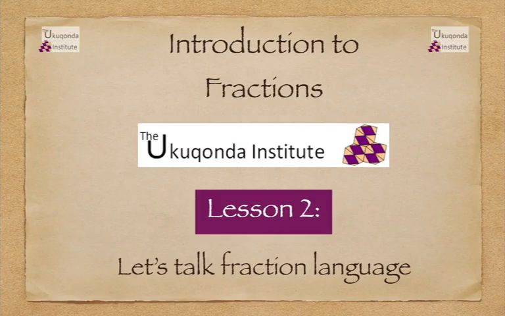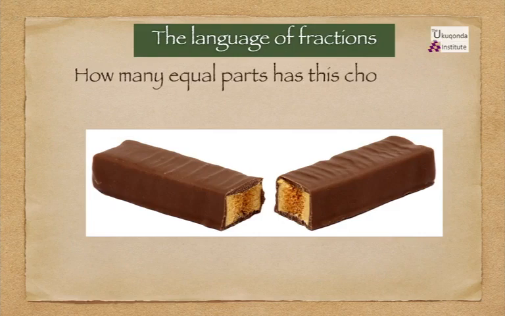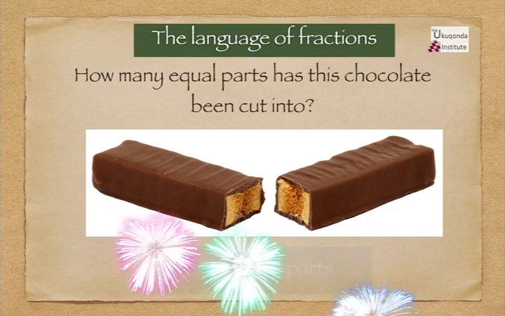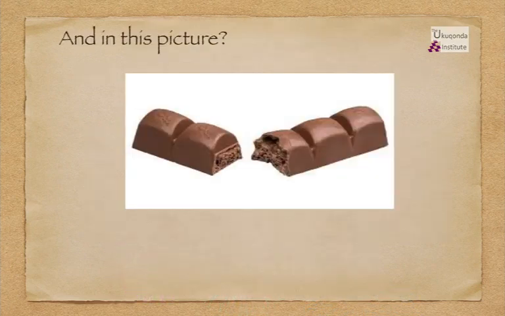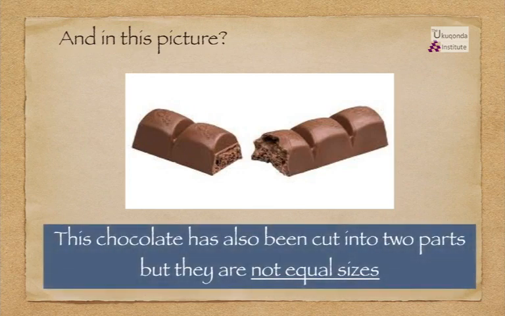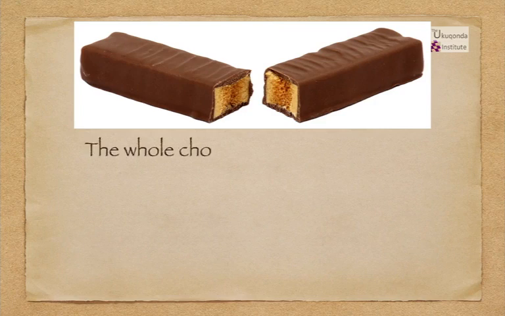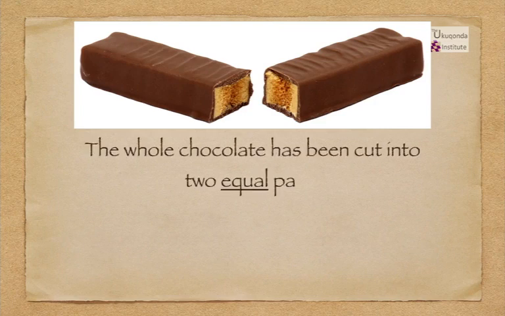In lesson 2 of our Introduction to Fractions series, we're going to start talking fraction language. You can see a chocolate. How many equal parts has this chocolate been cut into? Yes, 2 equal parts. And in this picture, this chocolate has also been cut into 2 parts, but they are not equal sizes. The whole chocolate has been cut or divided into 2 equal parts.